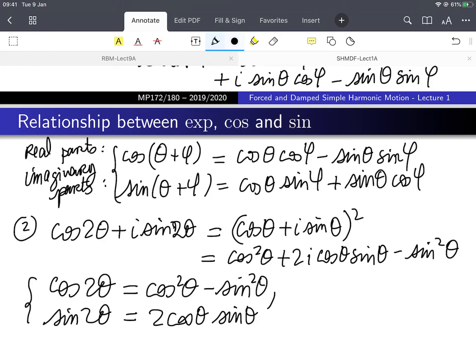Yes, another way to do it is just to put phi equals theta into this, and you land up with the same result, but not as direct. There are many ways.